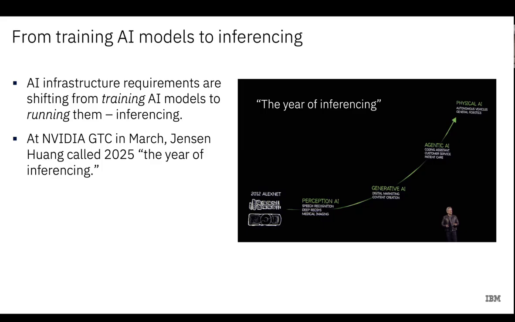We have Claude, we had Grok, we had IBM's Granite series of models for training, but the money is not in training. The value is purely in inference. And Jensen Huang said this year is the year of inference, where everybody wants to move from generative AI to agentic AI and eventually to physical AI in the future.